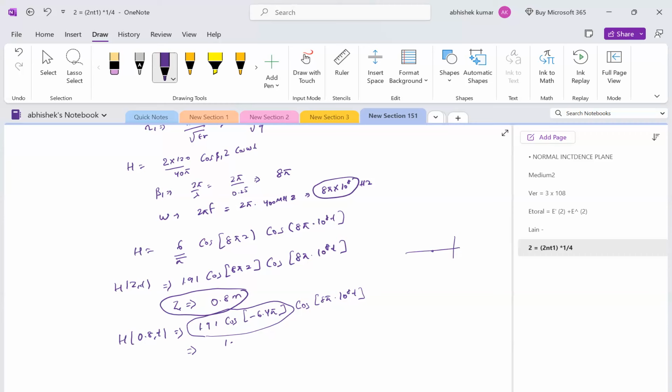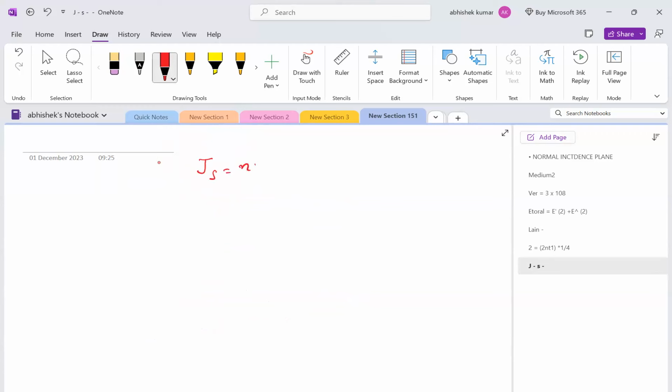Now find the magnitude and direction of the induced surface current. We got the magnetic field, right? And we have one formula for surface current. Since you have started from chapter 5, I'm not going that way; I'm just directly writing the values. Surface current Js is nothing but N cross H1 minus H2, where H1 is the magnetic field in medium 1.